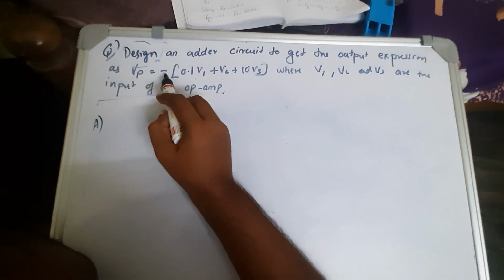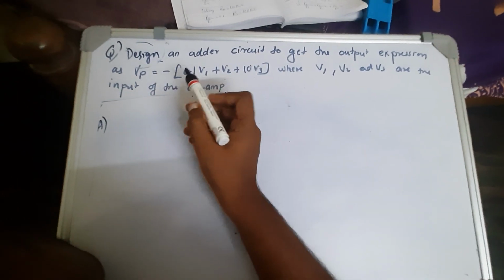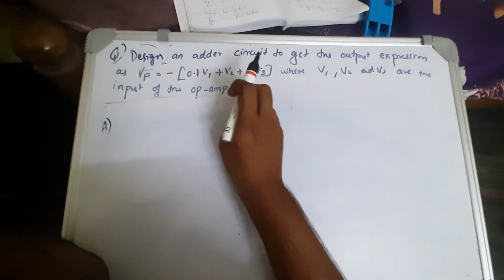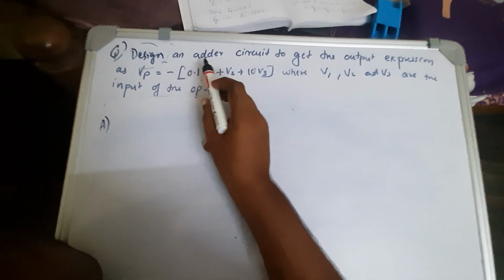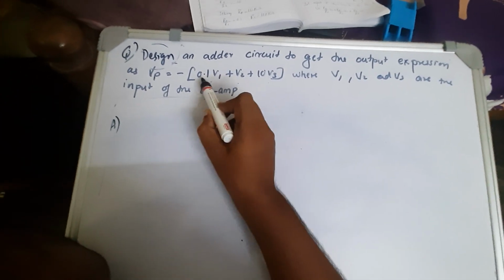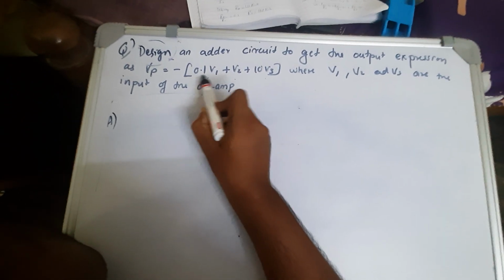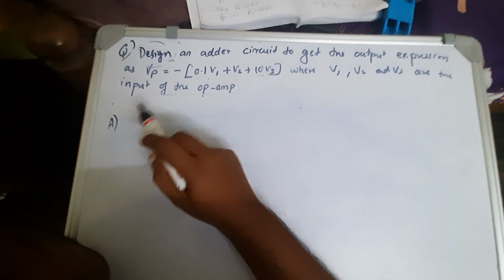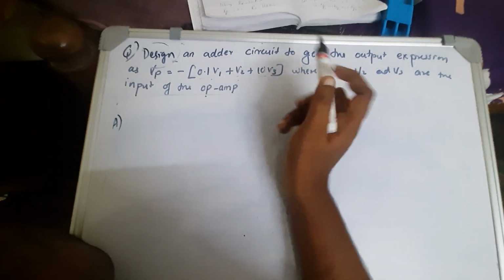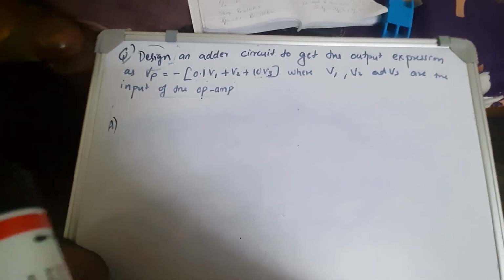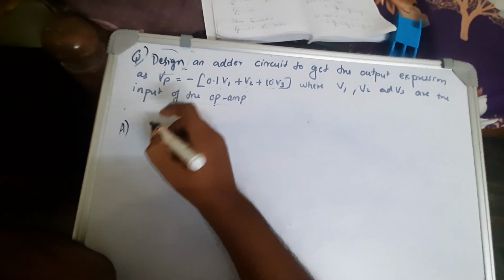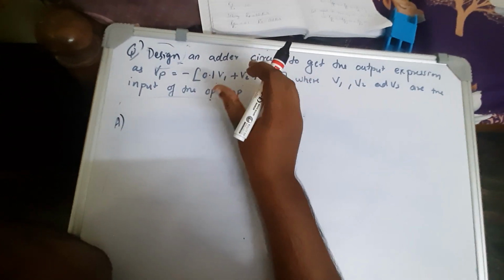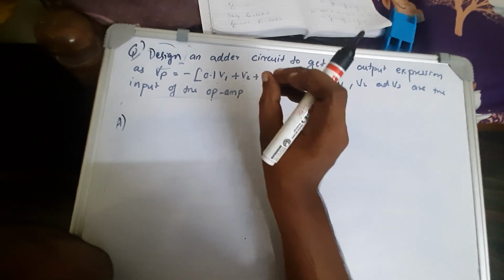So in this question, it's given Vo equal to minus of 0.1 V1 plus V2 plus 10 V3. From this we can understand that the problem we are doing is of inverting type. So this is an inverting summing amplifier. We can also understand this by the fact that there are different values for the amplification factor of each input. So the problem given is a design question for an inverting summing amplifier.